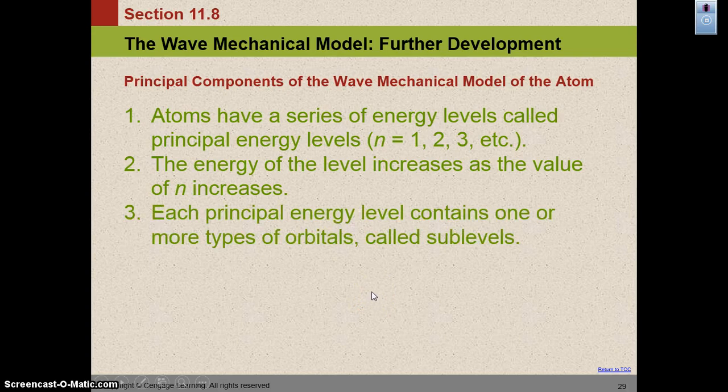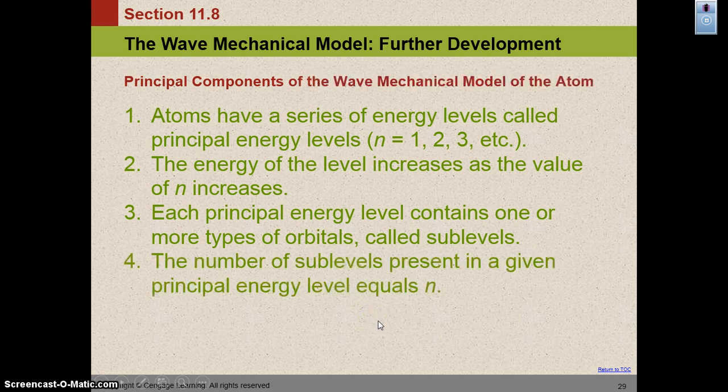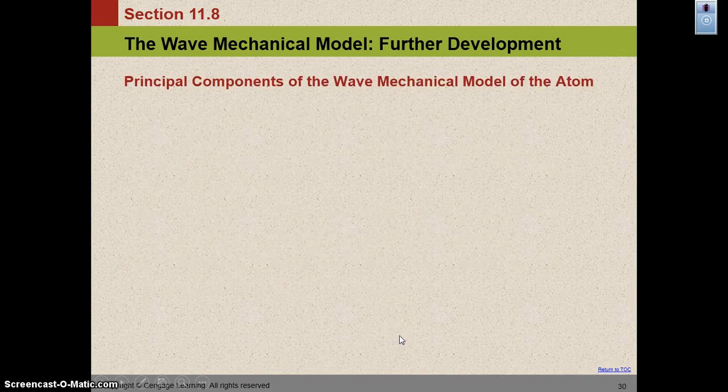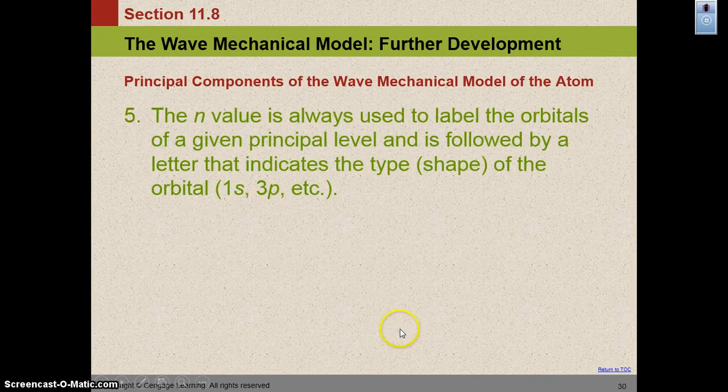Each principal energy level contains one or more types of orbitals called sublevels, and the number of sublevels present in a given principal energy level equals n. The n value is always used to label the orbitals of a given principal energy level and is followed by a letter that indicates the type or the shape of the orbital. So we may say 1s, meaning principal energy level 1 with an s-shaped orbital, or 3p, meaning principal energy level 3 with a p-shaped orbital.